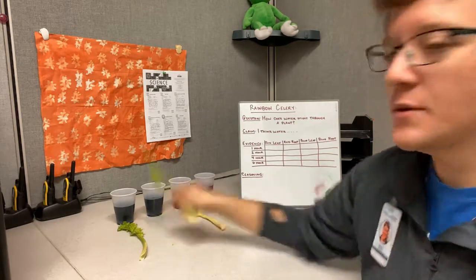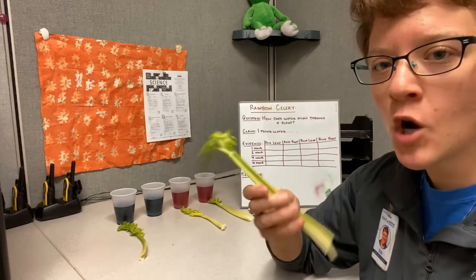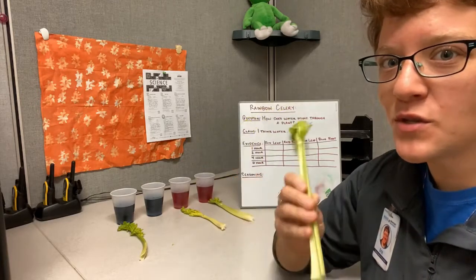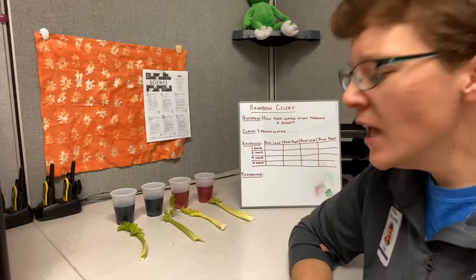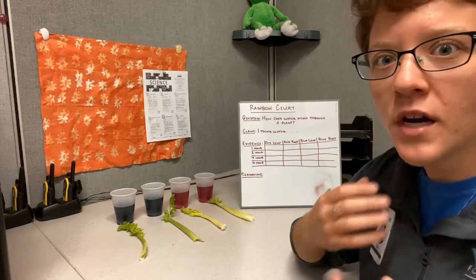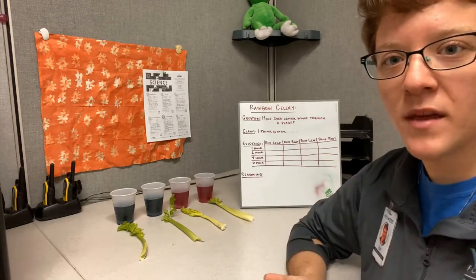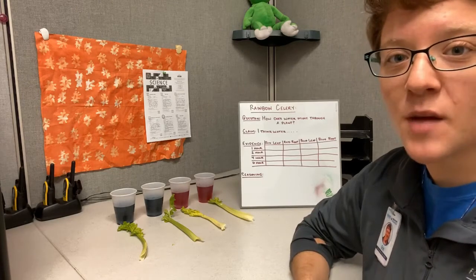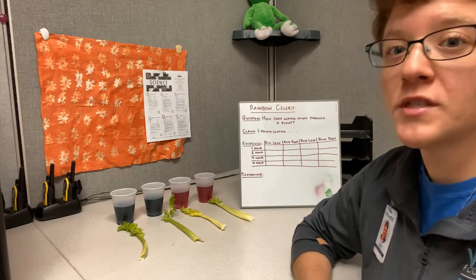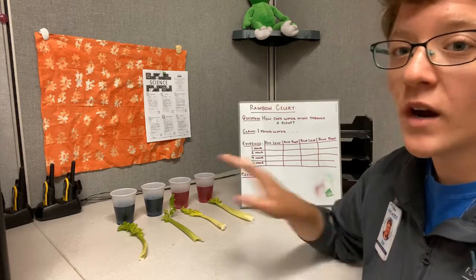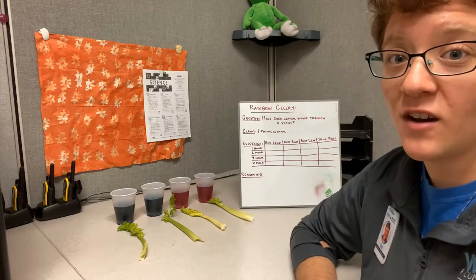And so today what we're going to use is celery, because some of you may have it at home, but there's lots of other things you can use, and we're going to talk about that also. But the goal for us is that we're going to set up a good science experiment. There's lots of things we need to consider when we set up a science experiment. So I'm going to walk you through some of the first things I've thought of. We're going to set up our experiment, and we're going to check back in on it later.